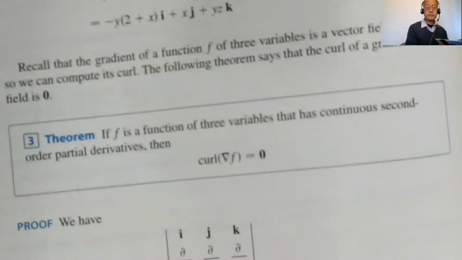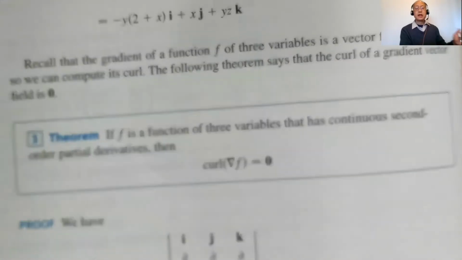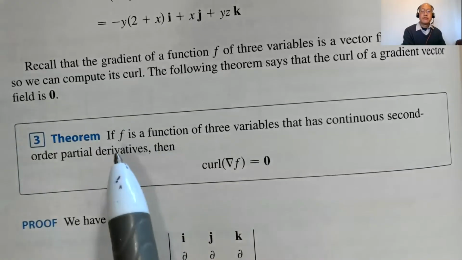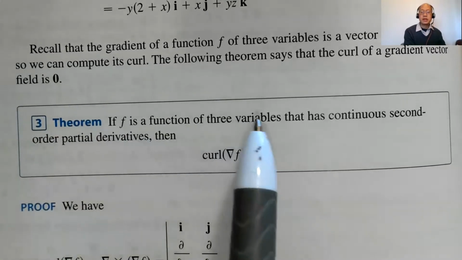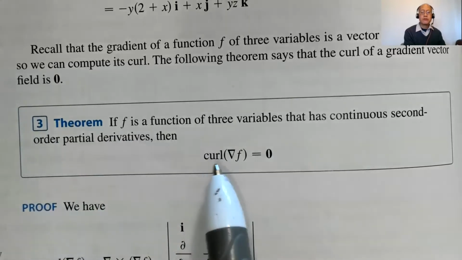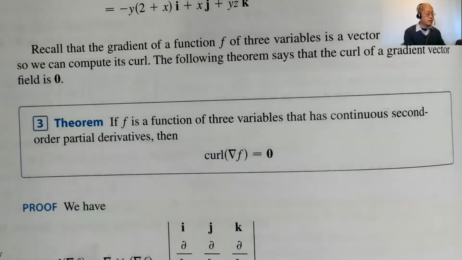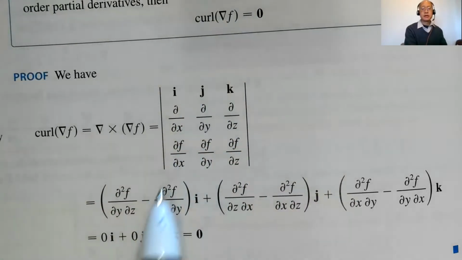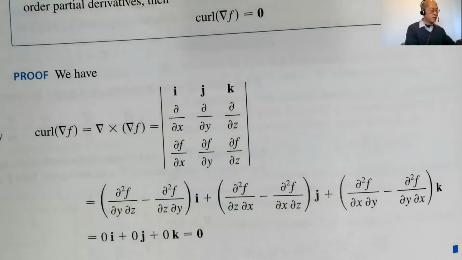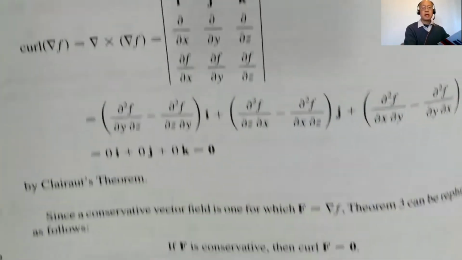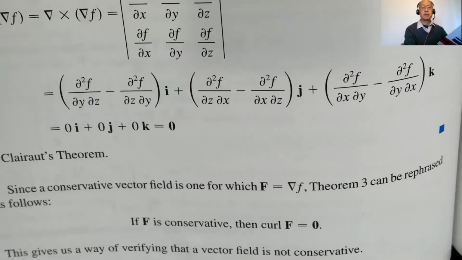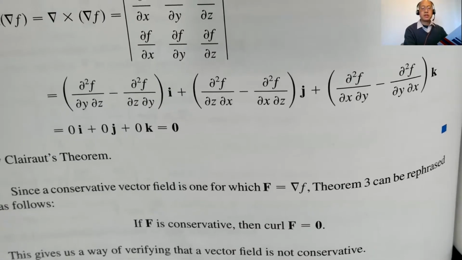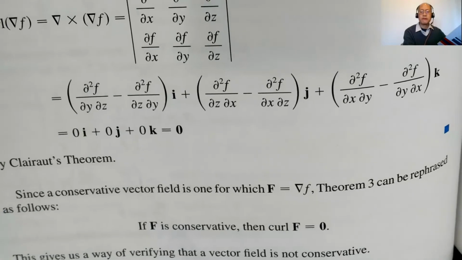On page 1104, it's a nice theorem. If f is a function of three variables that has continuous second order partials, then the curl of del f equals the zero vector. To prove it, you actually just do it. They computed this and you end up with the zero vector. And by Clairaut's theorem, at the bottom, if f is conservative, then curl f is the zero vector.